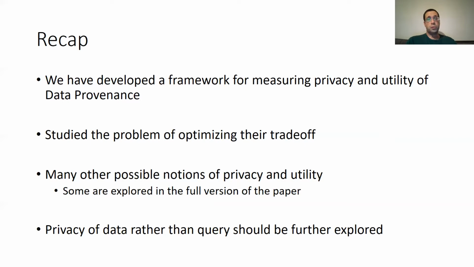So to conclude, we've developed a framework for measuring privacy and utility of data provenance, and for optimizing the trade-off using the notion of provenance abstraction. There are many possible notions of privacy and utility. We followed some of them in this paper, and others are explored in the full version of the paper that is available via arXiv, but there's much work to be done in this respect. Specifically, one possible desideratum is to maintain privacy of the underlying data rather than the query. And that's something that should be further explored in terms of the measurements that we are using for privacy.